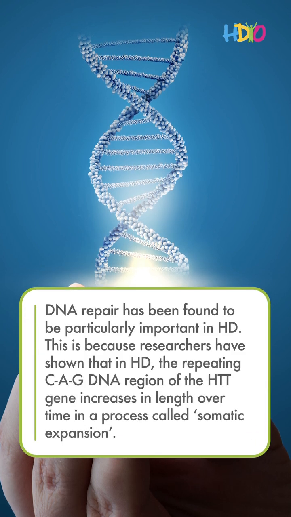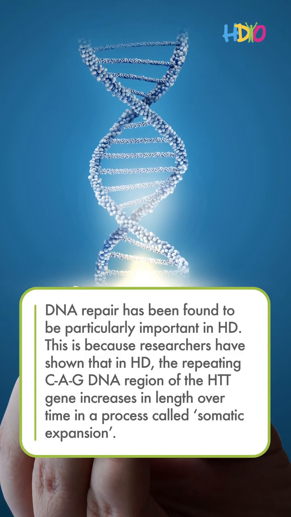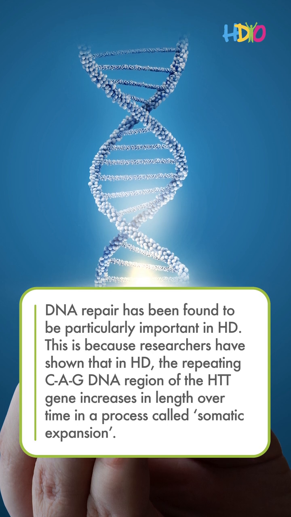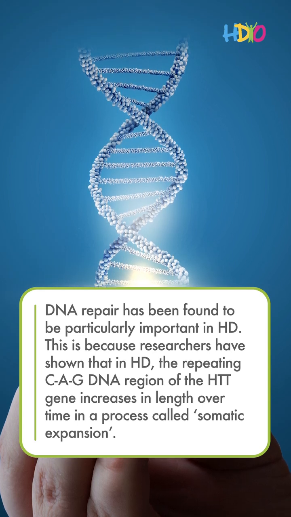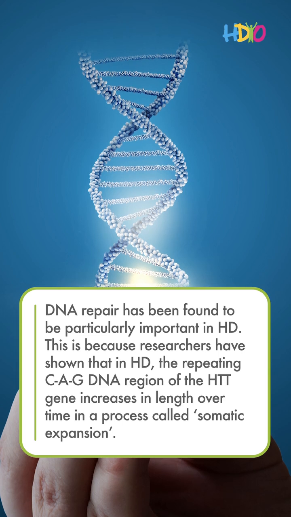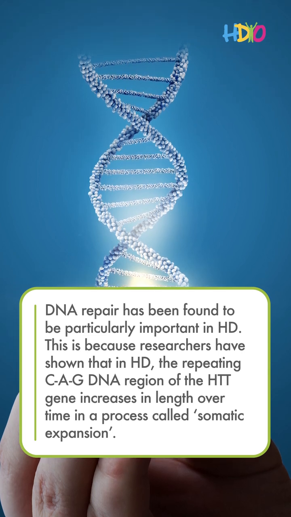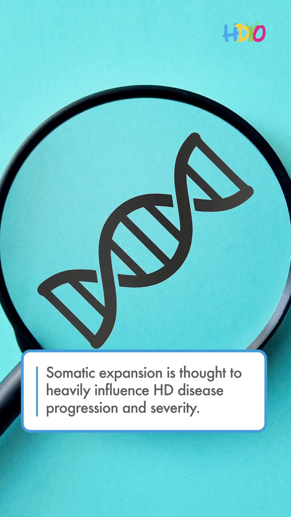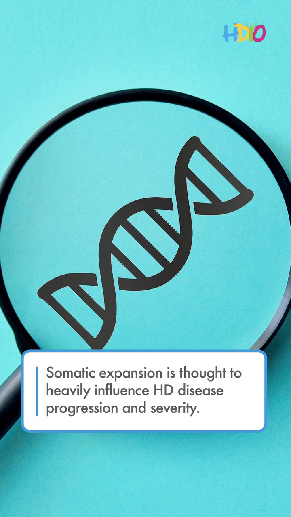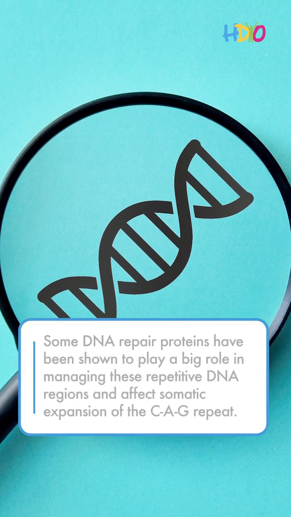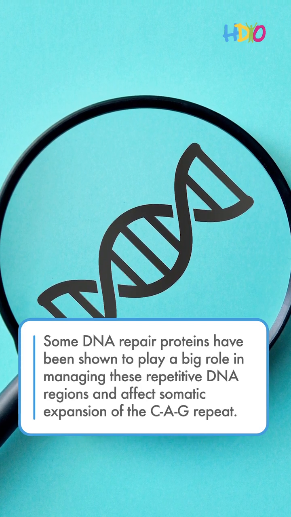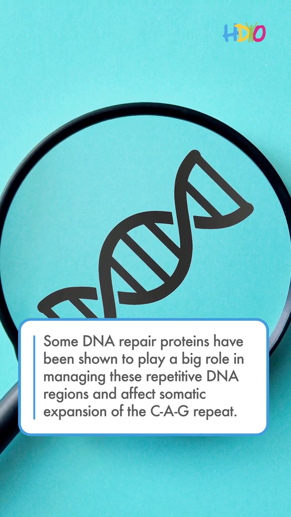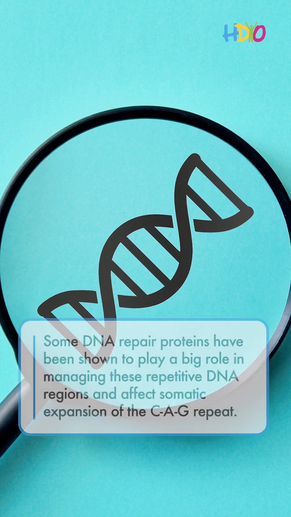DNA repair has been found to be particularly important in HD. This is because researchers have shown that in HD, the repeating CAG DNA region of the HTT gene increases in length over time in a process called somatic expansion. Somatic expansion is thought to heavily influence HD disease progression and severity. Some DNA repair proteins have been shown to play a big role in managing these repetitive DNA regions and affect somatic expansion of the CAG repeat.